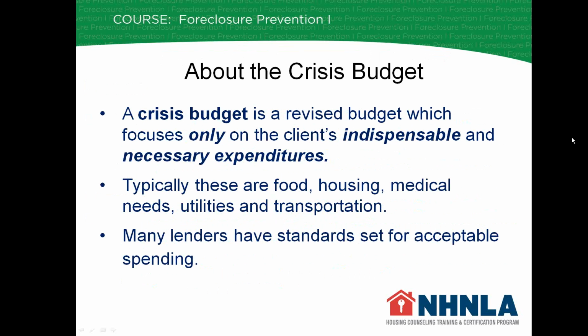So it goes back to that needs versus wants. On the crisis budget, we're only including the needs. We're not including the wants. Typically, these are food, housing, medical needs, if they have regular prescriptions that they have to have, utilities, transportation, that sort of thing. And many lenders have standards set for acceptable spending.